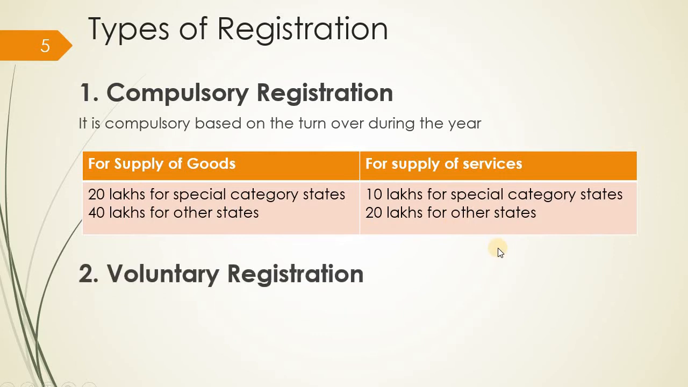Then there is another registration, that is voluntary registration. As I told you, you need not wait for crossing the threshold limit in a year. If you are really interested in getting the registration, you can get the registration at any time during the year. That is called voluntary registration, because you are voluntarily getting your business registered under GST.